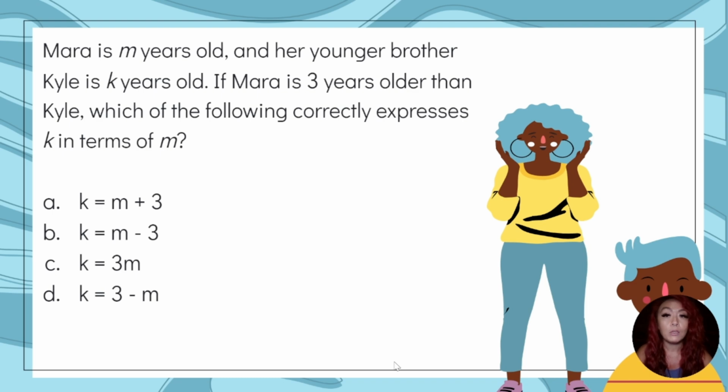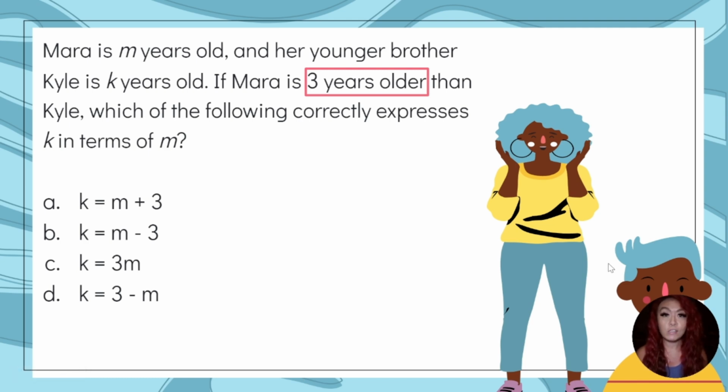Mara is M years old and her younger brother Kyle is K years old. If Mara is 3 years older than Kyle, which of the following correctly expresses K in terms of M? So let's see, what's the important information here? Mara is 3 years older.